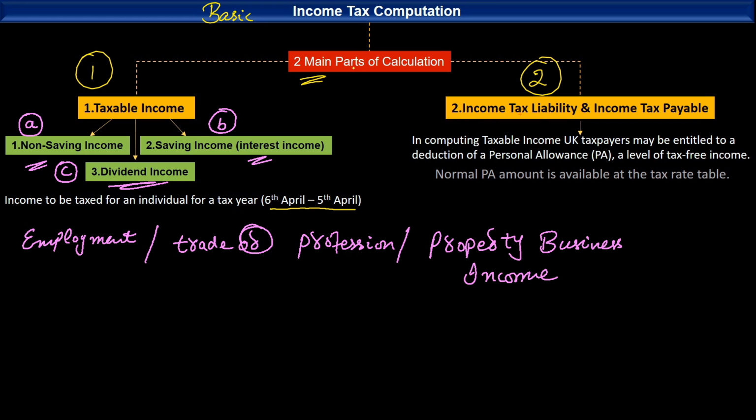Now, if I talk about income tax liability and income tax payable, then it is the second part of the calculation. Okay. First of all, we have to calculate taxable income, and then we have to calculate income tax liability and income tax payable. In computing taxable income, a UK taxpayer may be entitled to a deduction of a personal allowance. Okay, it is also known as PA, a level of tax-free income. We will study it in more detail in our upcoming lectures. And the normal PA amount is available in your tax rate table.